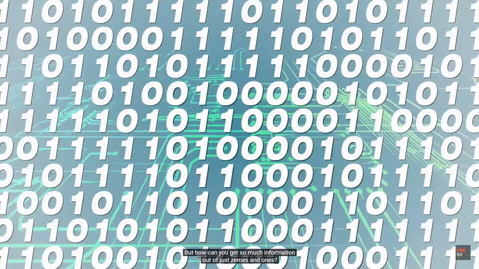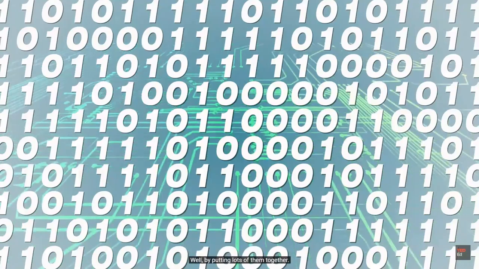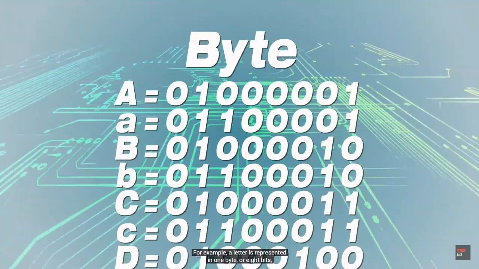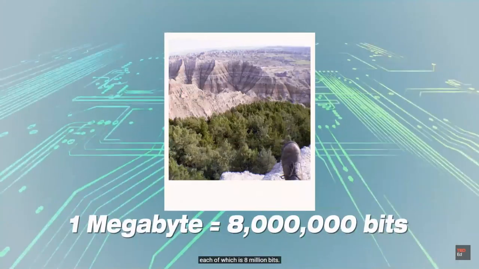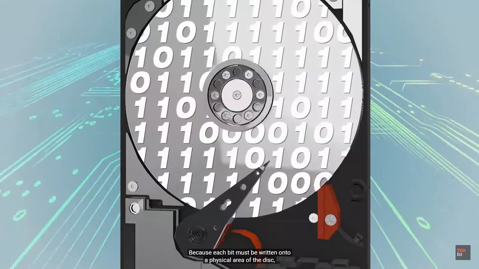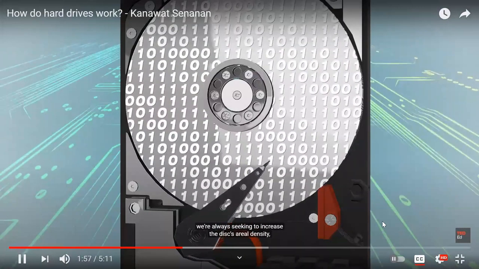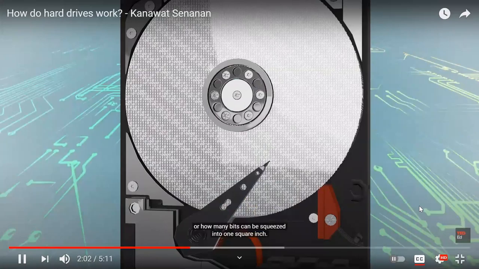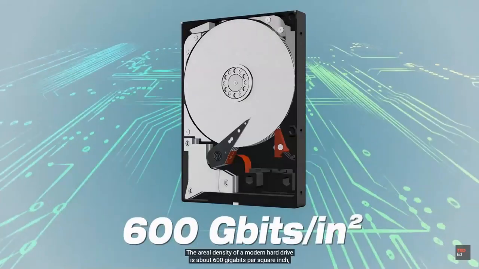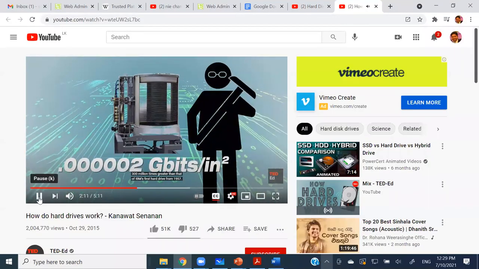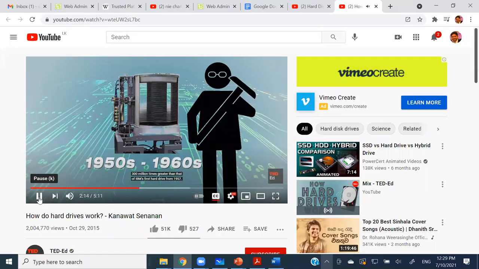But how can you get so much information out of just zeros and ones? Well, by putting lots of them together. For example, a letter is represented in 1 byte, or 8 bits, and your average photo takes up several megabytes, each of which is 8 million bits. Because each bit must be written onto a physical area of the disk, we're always seeking to increase the disk's areal density, or how many bits can be squeezed into 1 square inch. The areal density of a modern hard drive is about 600 gigabits per square inch, 300 million times greater than that of IBM's first hard drive from 1957.